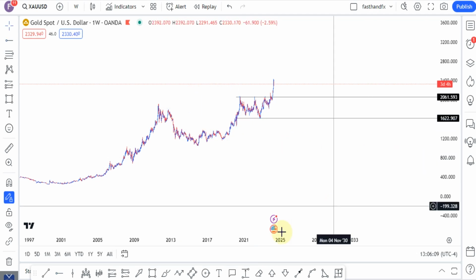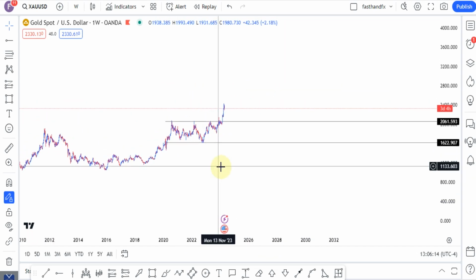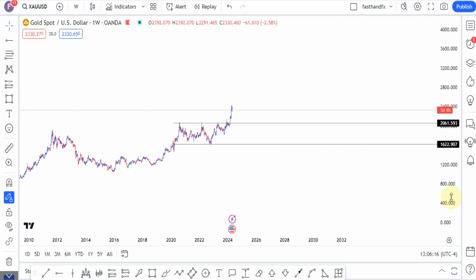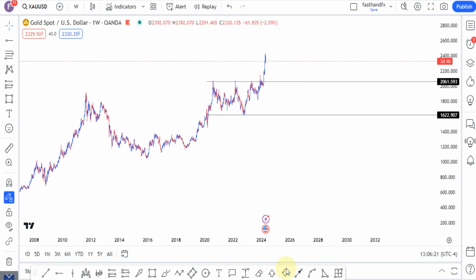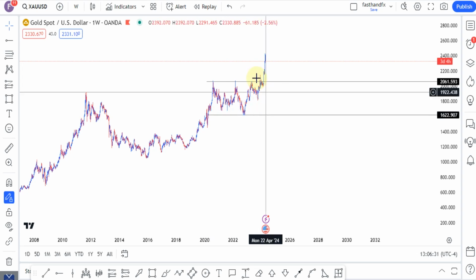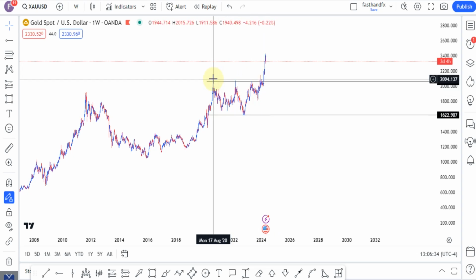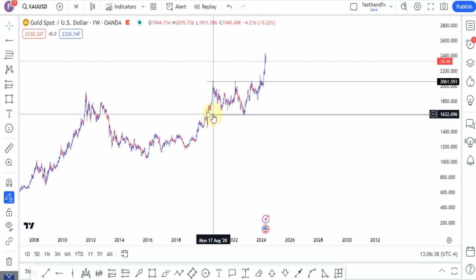As you can see at this area, on this weekly time frame, the market was on a very strong uptrend, and when it reached this level, the market started consolidating. And actually there's something here, guys. If you look at this consolidation, the market was giving us a head and shoulders, an inverse head and shoulders.